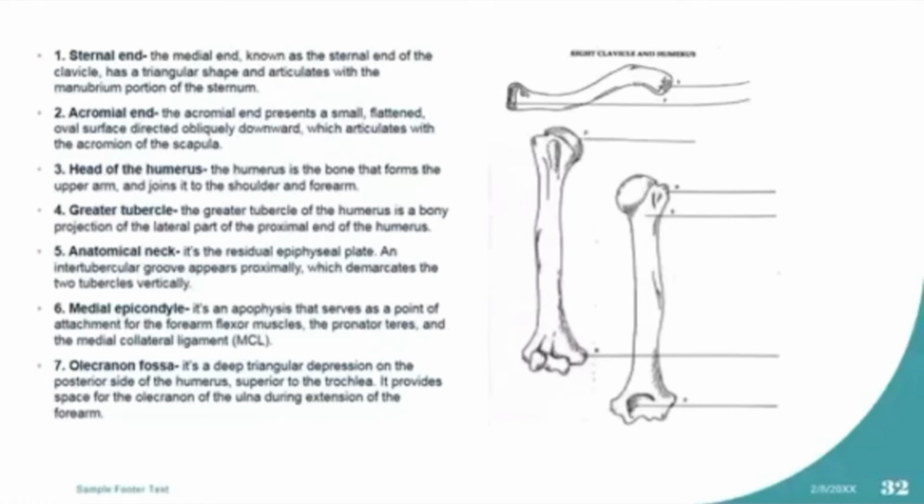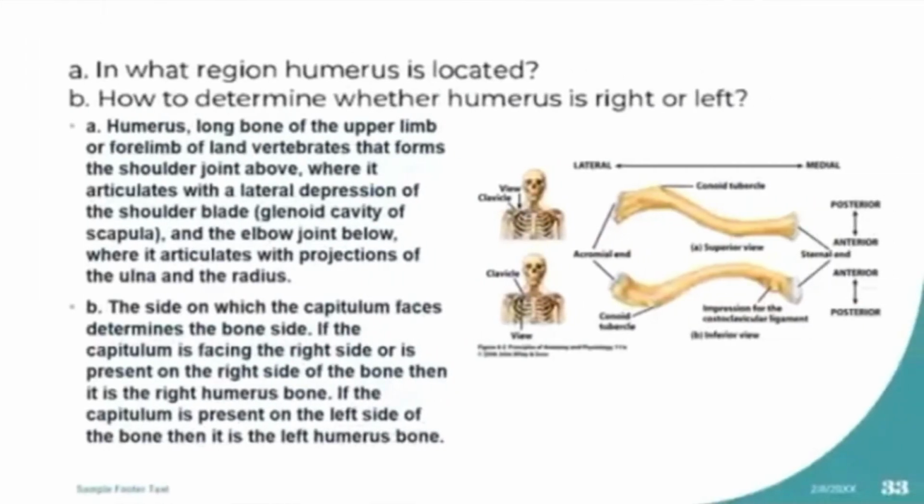So number 7 is the olecranon fossa. It is a deep triangular depression on the posterior side of the humerus superior to the trochlea. It provides space for the olecranon of the ulna during extension of the forearm. In what region is the humerus located?